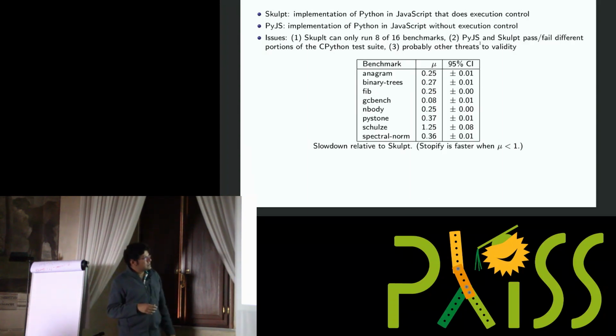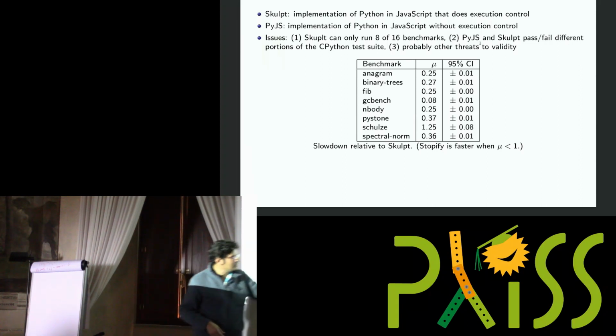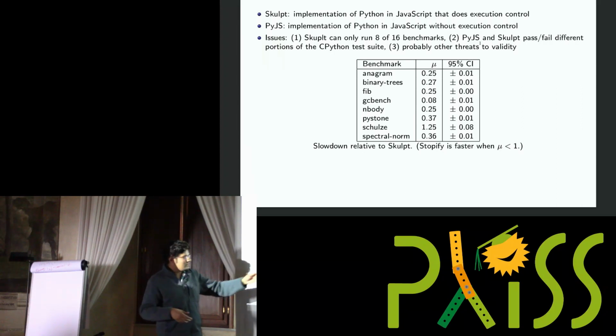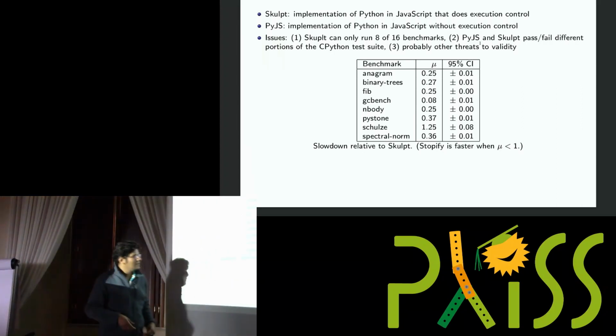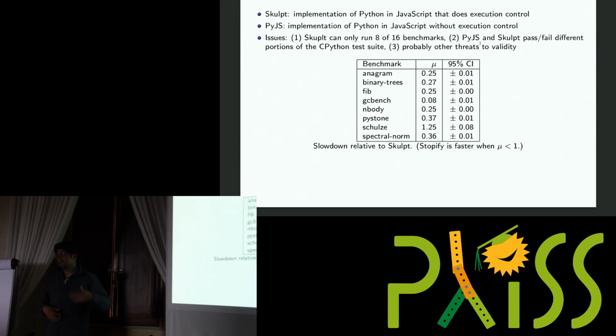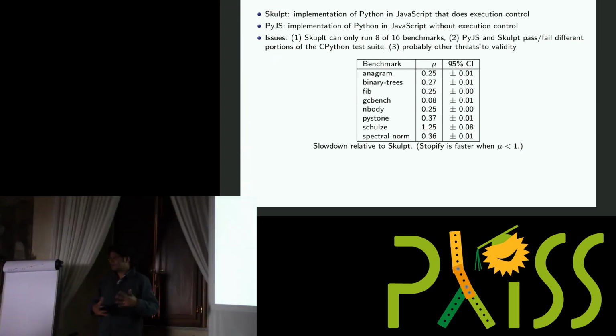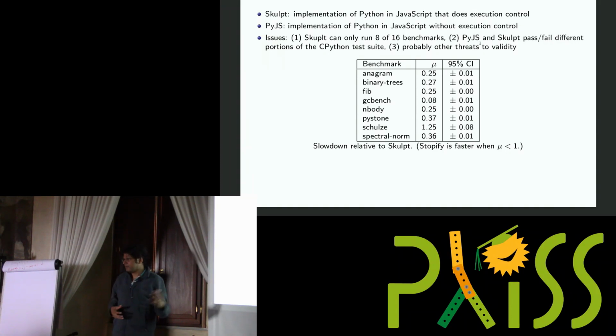But here's what we get. These are the benchmarks that we managed to get both Sculpt and PyJS running on. PyJS plus Shopify can run more benchmarks. This is the mean slowdown. We're a little slower on one benchmark, but we're actually faster on most of them. Given that this is faster than something that people already use, that suggests that at least for the application this is designed for, which is teaching programming, this is a reasonable solution.